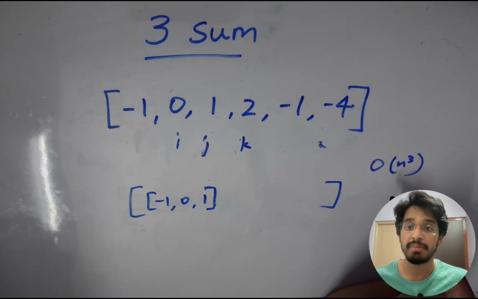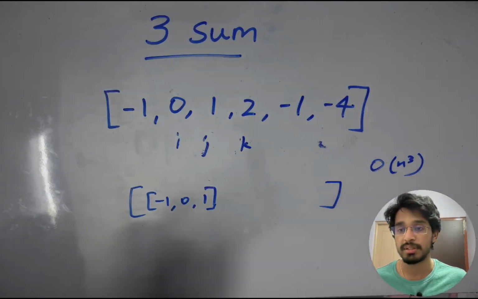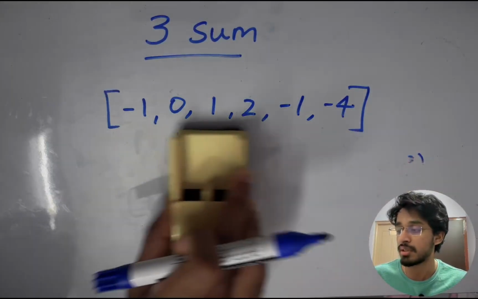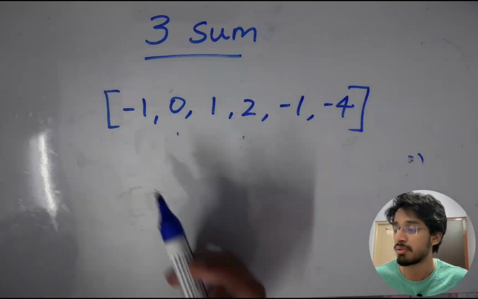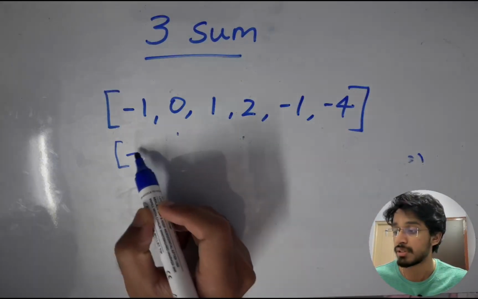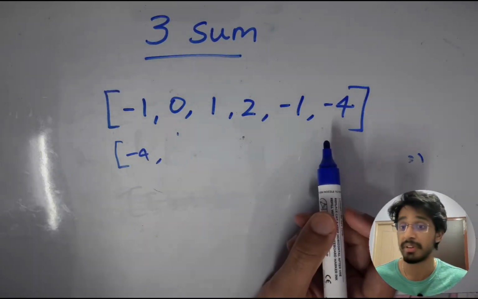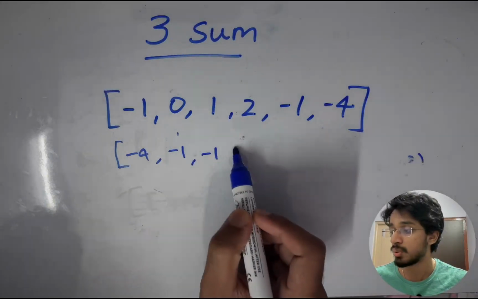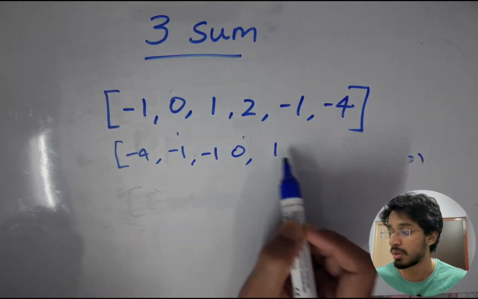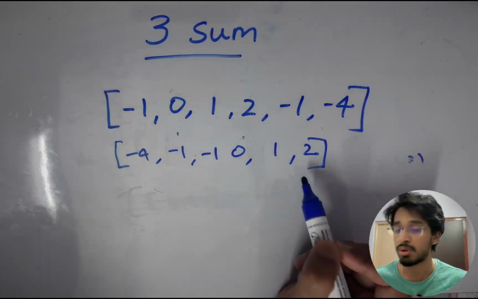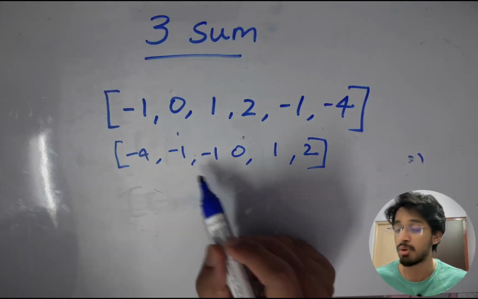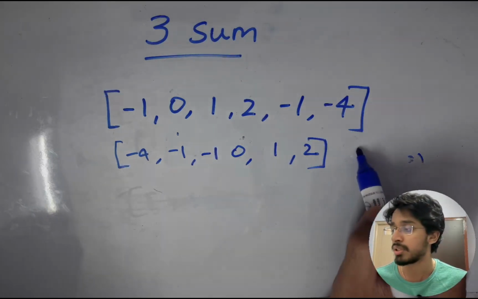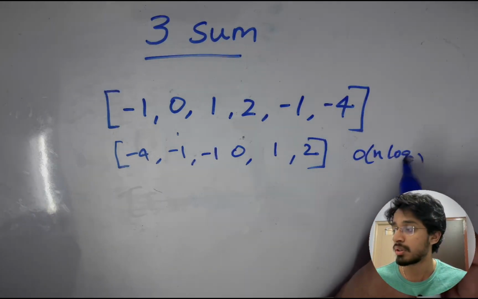How can we actually make this better? In order to solve this in an efficient way, we can sort this particular array. If we sort this, it becomes -4 first, then -1, again -1, then 0, then 1, and then 2. This is the sorted array. The sort operation, as you know, takes a time complexity of n log n.